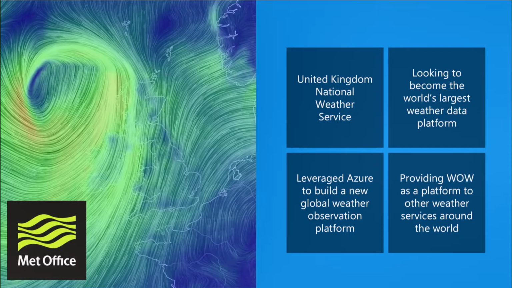They store weather observations from all around the world, and they were a government organization previously, and now they're looking to use the data that they've collected to disseminate it across the world to other weather organizations, which we'll have a look at shortly. So they were looking for a platform that would enable them to change and modernize the way they do things and get to market really quickly, and that would also help them get the best total cost of ownership.